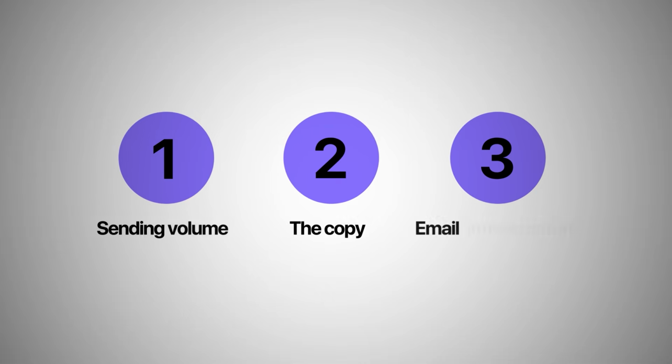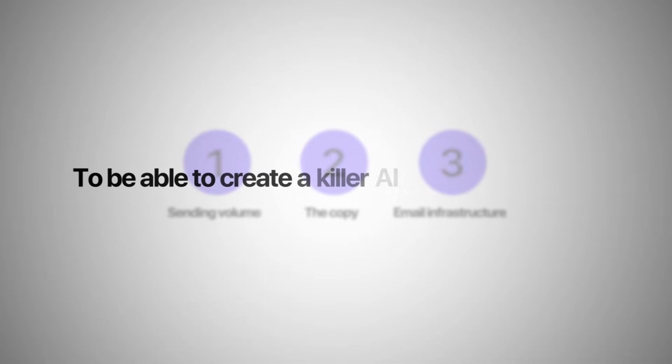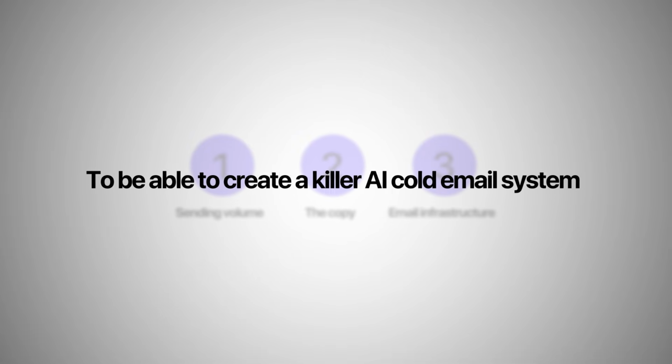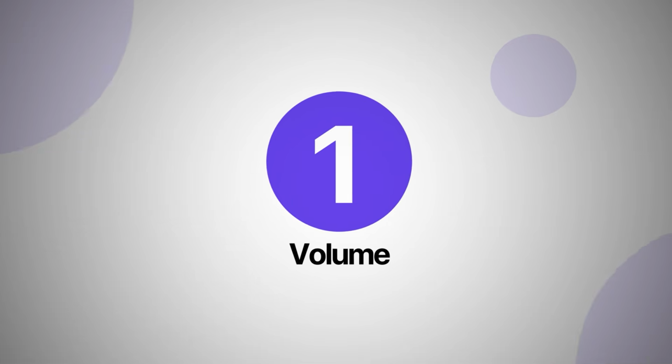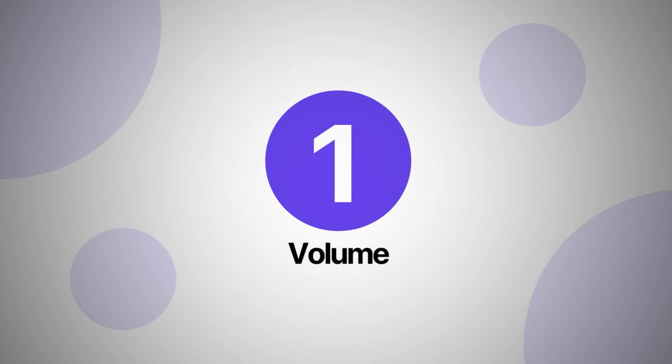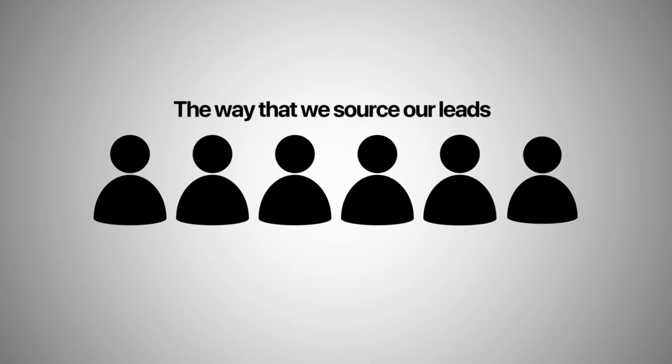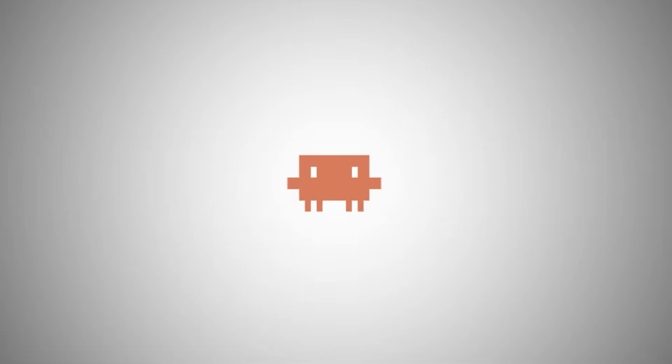Okay guys, we already talked about the key three things that we need to know in order to be able to create a killer AI cold email system. And the first thing that we need to sort out is the volume piece, which is largely to do with the way that we source our leads in the first place. I personally do all of my lead sourcing inside of Claude Code.